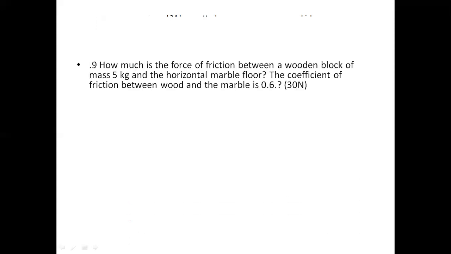Numerical number 9. How much is the force of friction between a wooden block of mass 5 kg and a horizontal marble floor? The coefficient of friction between the floor and marble is 0.6. Sorry, no newtons, because it is a ratio, so there is no unit written over here. The answer should come 30 Newton. That means that much force has to be applied.